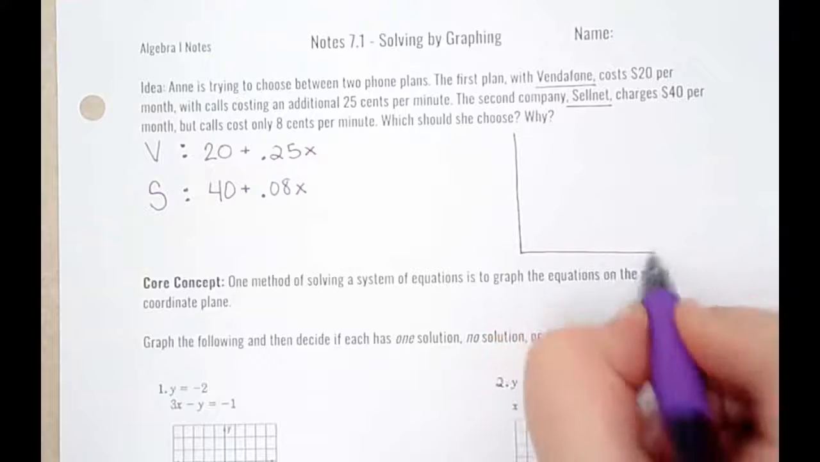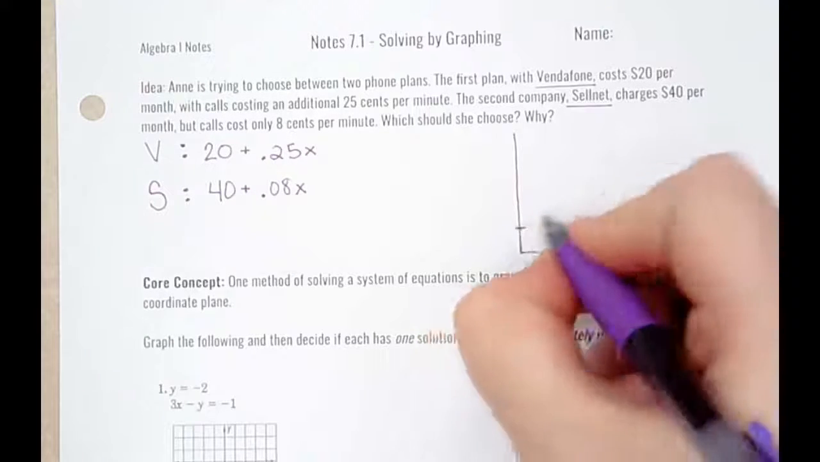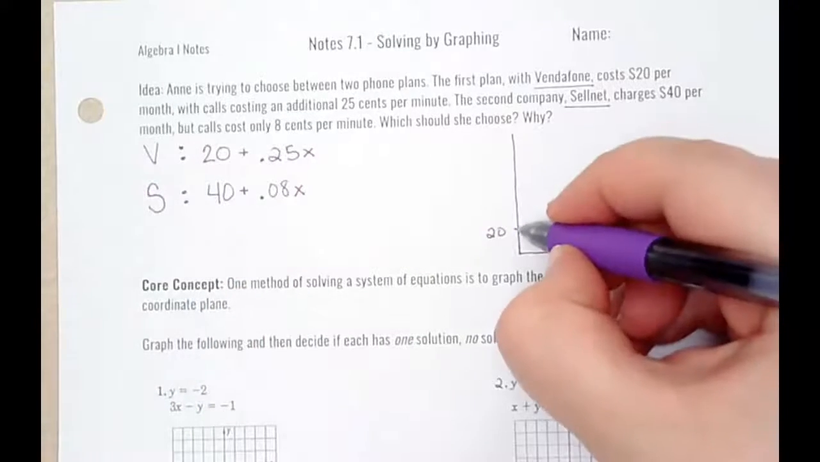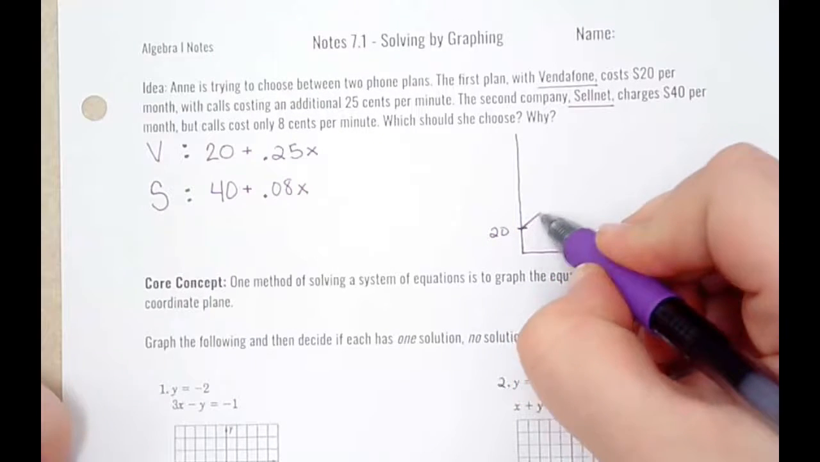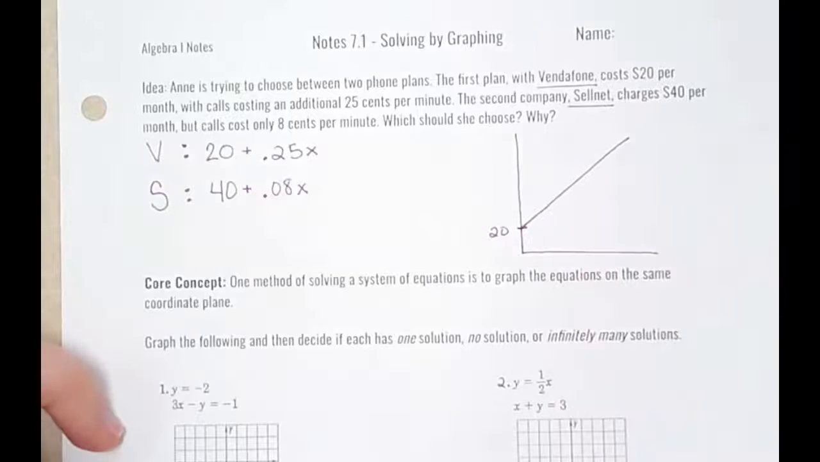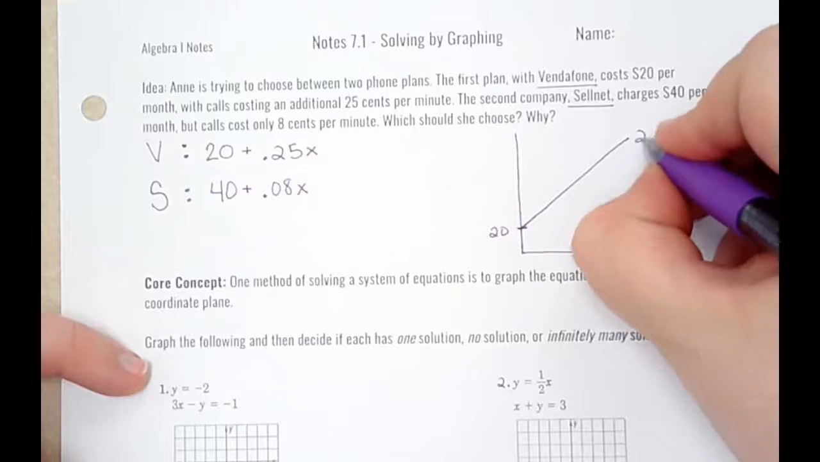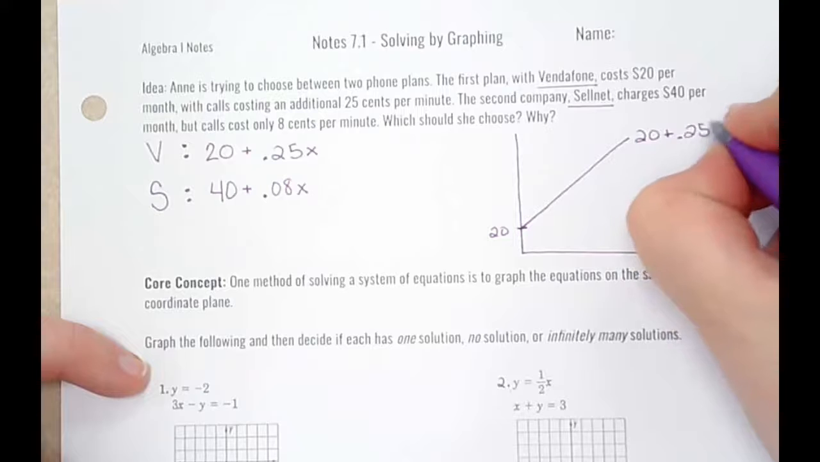Let's do a really rough sketch here and say that this first company, we're going to start it at $20, and it's going to go up at a rate of 1/4. So I'm just going to do a quick sketch. I know that that would go up at roughly this rate, let's say for now. This line represents the function 20 plus 0.25x.